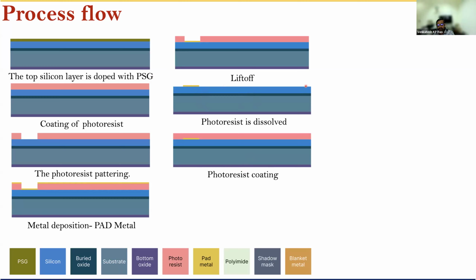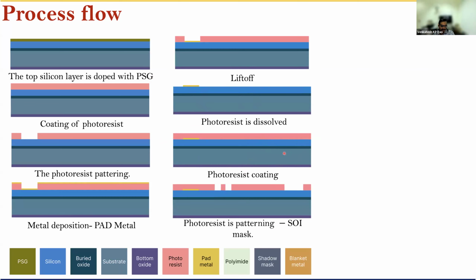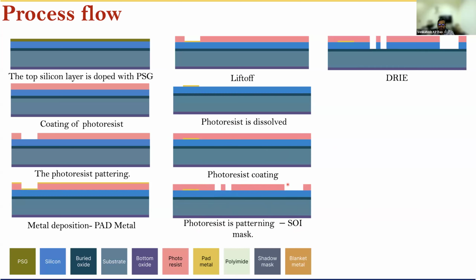Now we need to further process this structural layer also, for which we need to do the next photolithography process, for which again you deposit the photoresist, right? Next, after depositing the photoresist, as I said, we need to pattern my SOI layer. I need to pattern my structural layer, right? So make use of the SOI mask and pattern the photoresist.